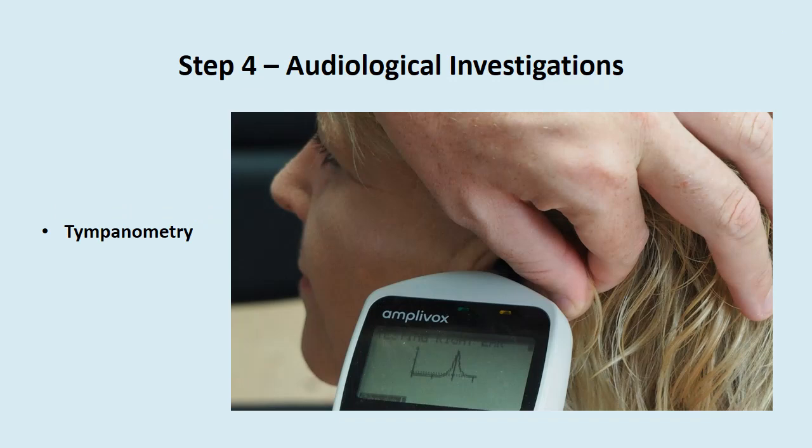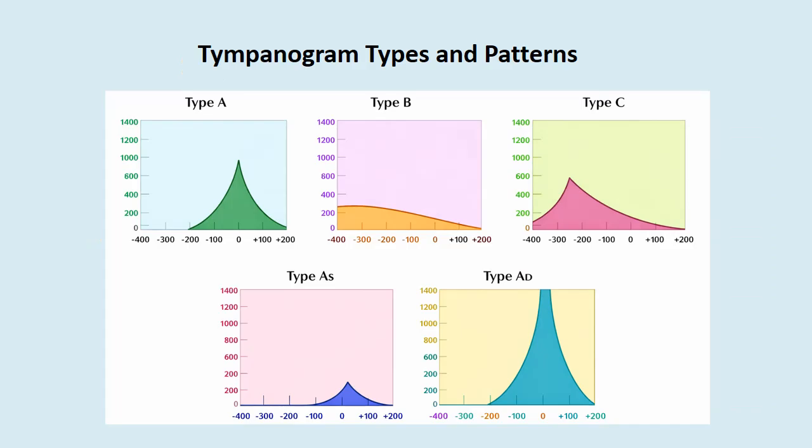Tympanometry. Tympanometry evaluates middle ear function by measuring tympanic membrane compliance with changing ear pressure. Key parameters include compliance, that is mobility of the tympanic membrane, middle ear pressure and ear canal volume. In this slide you can see various tympanometry patterns.